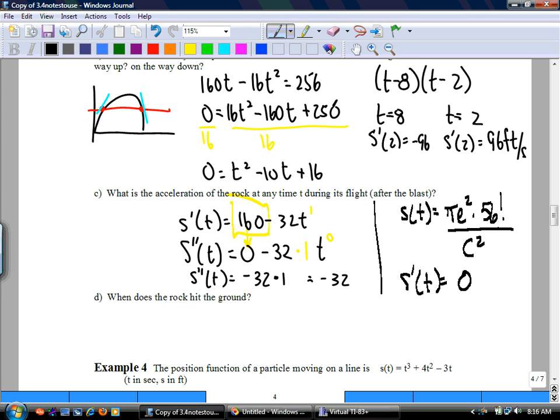Okay, you know what? D, when does the rock hit the ground? Well, 160t minus 16t squared equals 0. Have we done this before? The rock hits the ground at t equals 0 and t equals 10. And then we'll stop for this part and we'll finish. Unless you just want to keep on going.